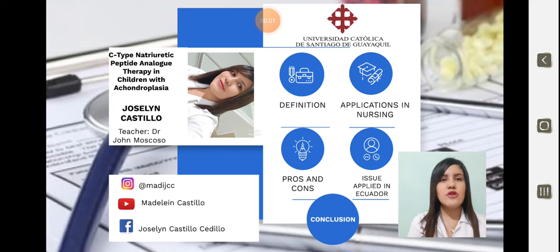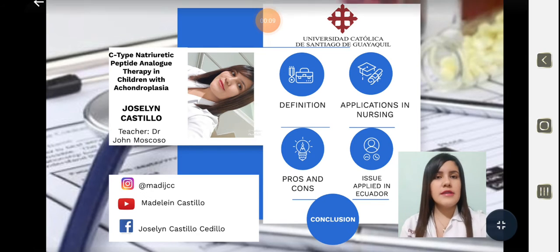Hi, my topic is Natriuretic Peptide Analogue Therapy in Children with Achondroplasia by Jocelyn Castillo. First, definition.